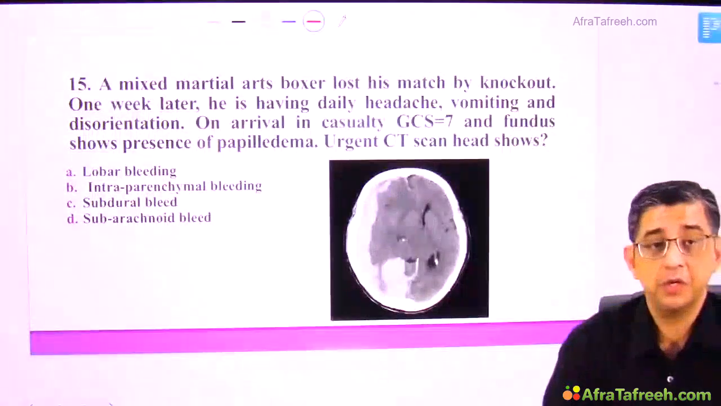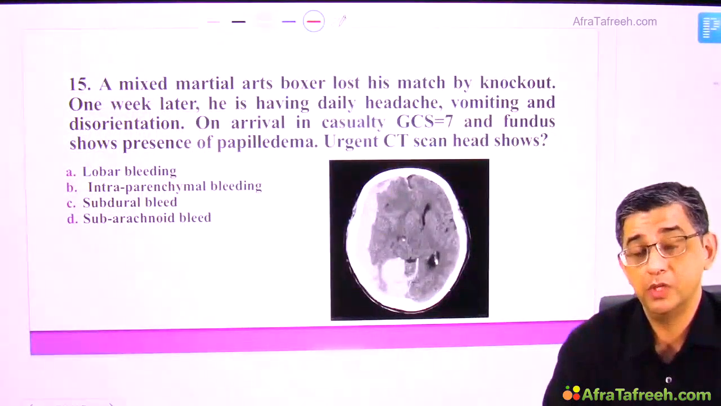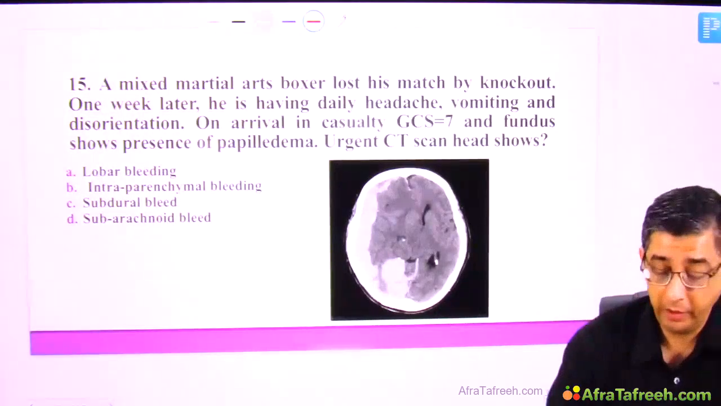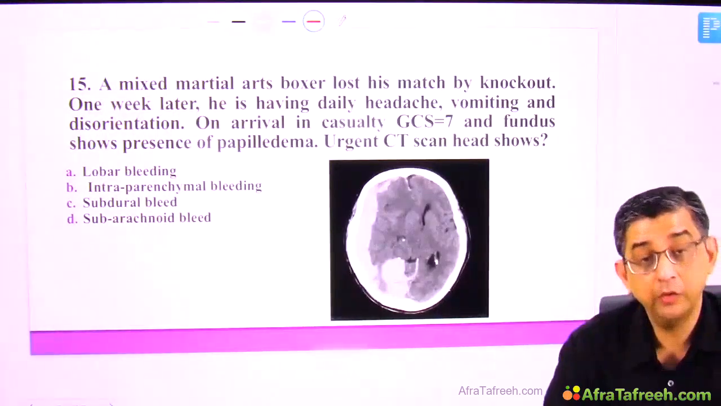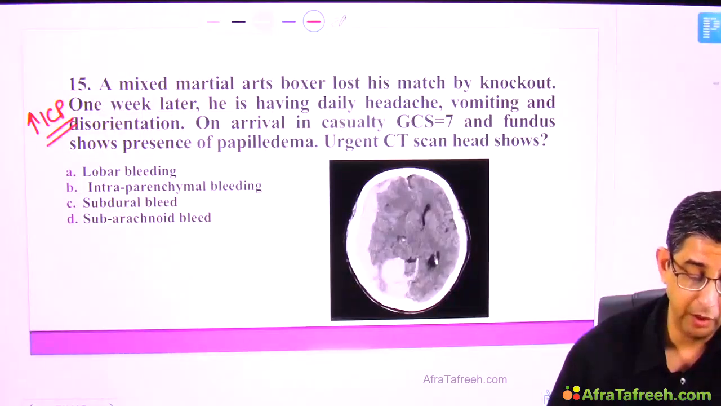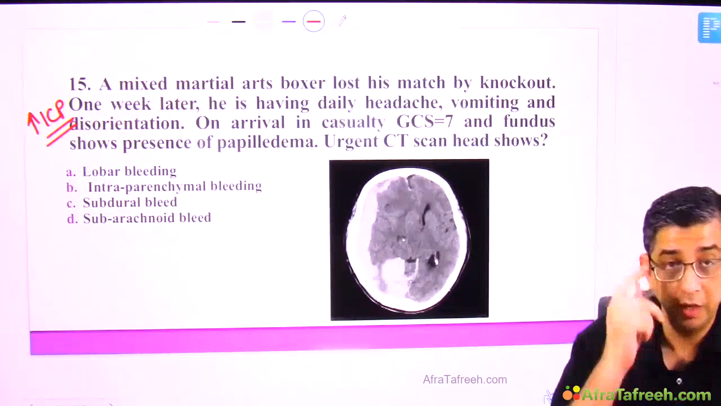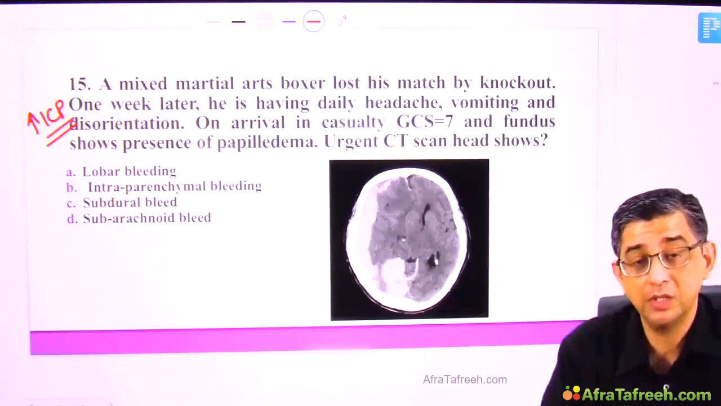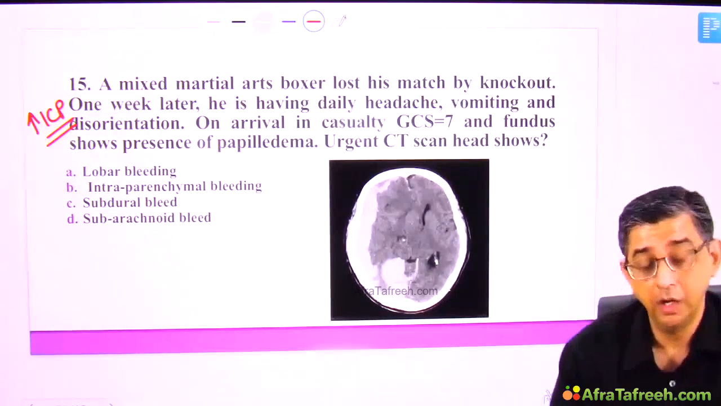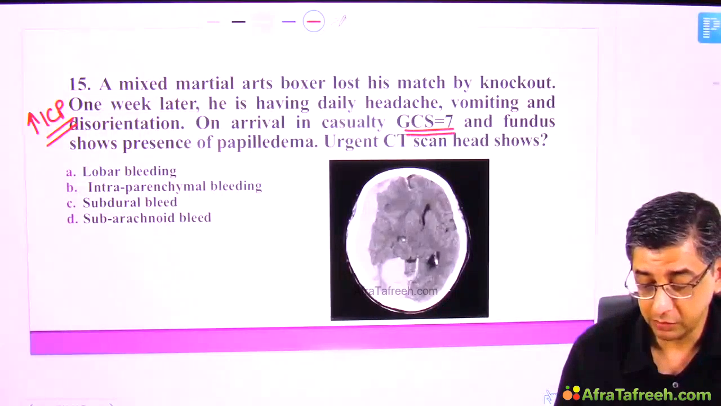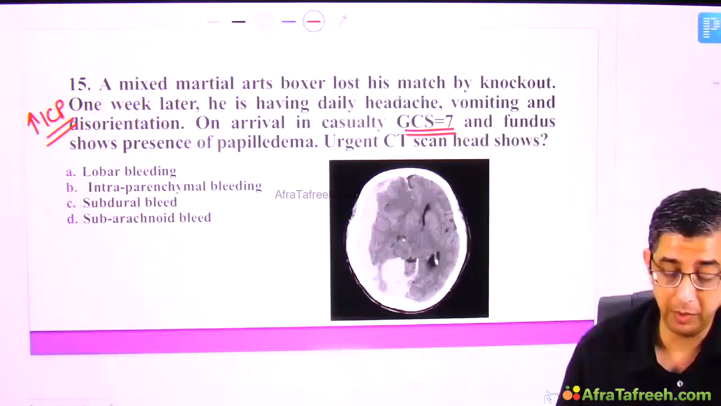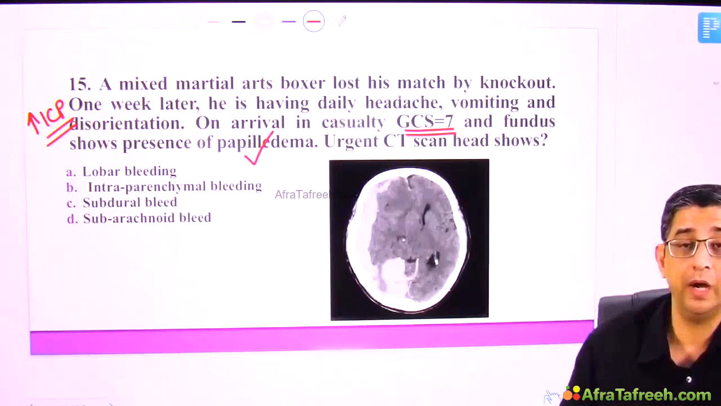Coming to the next question, he's talking about a mixed martial arts boxer losing his match by knockout. Well, MMA is a pretty bloody sport. One week later he's having daily headache, vomiting, disorientation. So this tells me that the injuries he sustained during the MMA fight have resulted in a traumatic brain injury and is now causing a raised ICP, because the standard features of raised ICP are highlighted here. He has gone into coma. The GCS of the person has turned out to be less than 8, and the fundus is showing evidence of papilledema. So everything is pointing to a traumatic brain injury here.